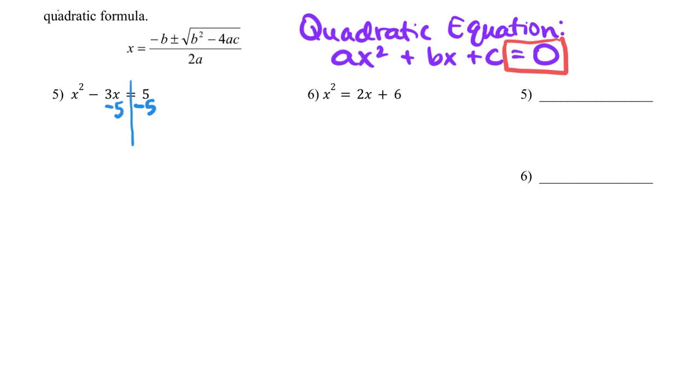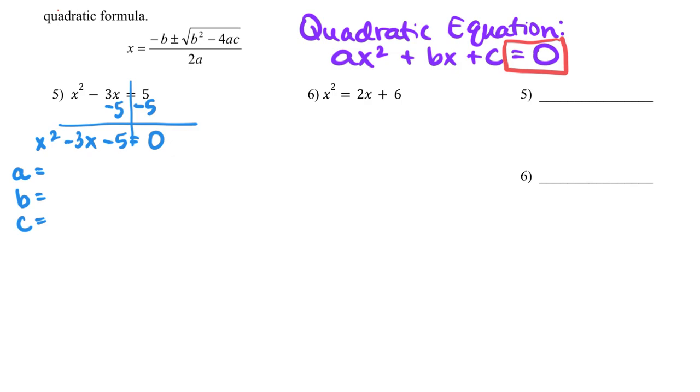Now, 5 right here is not like terms with 3x or x squared. And so that just means that I'm going to write it separately. So I have x squared minus 3x minus 5. None of those terms were like, so we could not combine those together. So it just means that that 5 stays minus 5 on the left side. Now I'm able to say what my A, B, and C are. I cannot say what my A, B, and C are until I have the right side equal to 0.